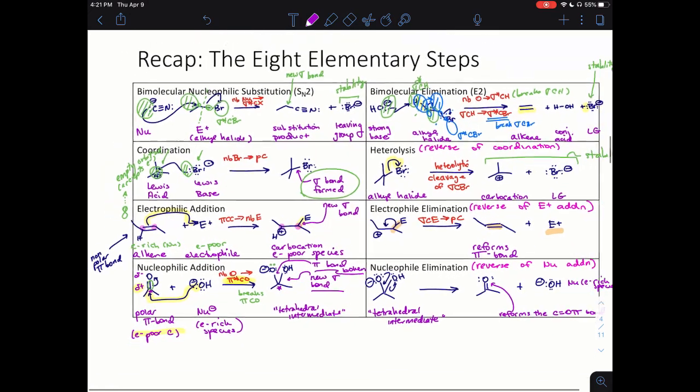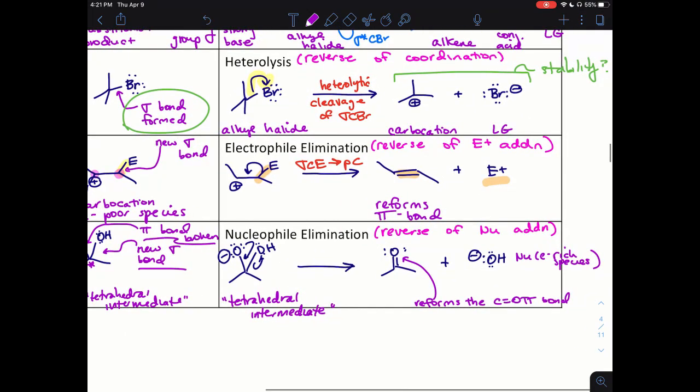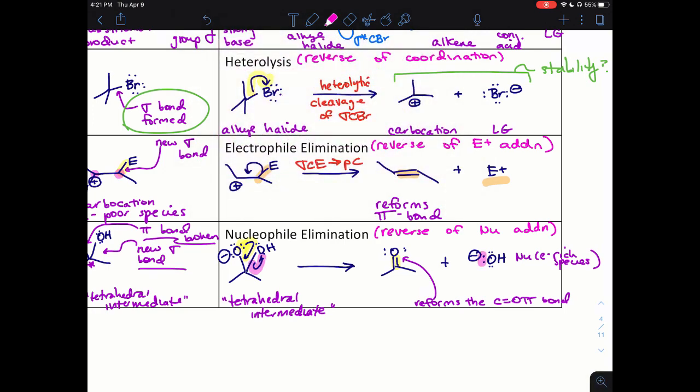Now the opposite of that is nucleophile elimination. So last one, guys, you're almost done listening to me talk. So we have nucleophile elimination as our last step here. And what we see is that one of these lone pairs on oxygen comes down, reforms the pi bond, and expels some nucleophile, some electron-rich species.